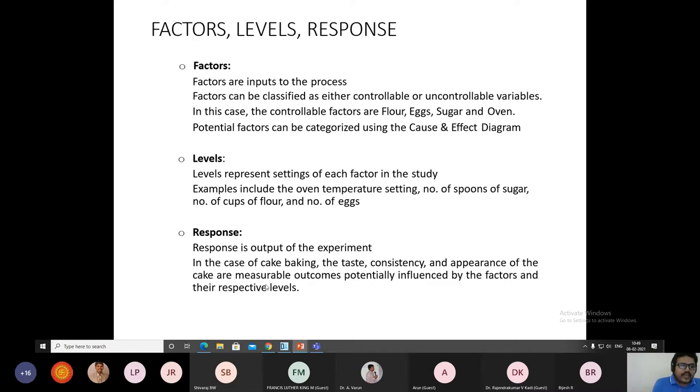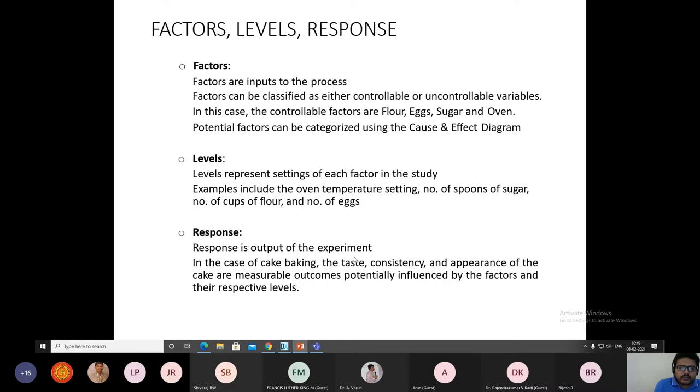So in the case of cake baking, the taste, consistency, and the appearance of the cake are measurable outcomes, right? Potentially influenced by the factors and their respective levels, right? Measurable outcomes means here, like we can judge by the taste whether the response is better, or the consistency means if you are making the cake with the same levels and same factors, and if you are consistently getting the same taste, then it has been designed in such a way.